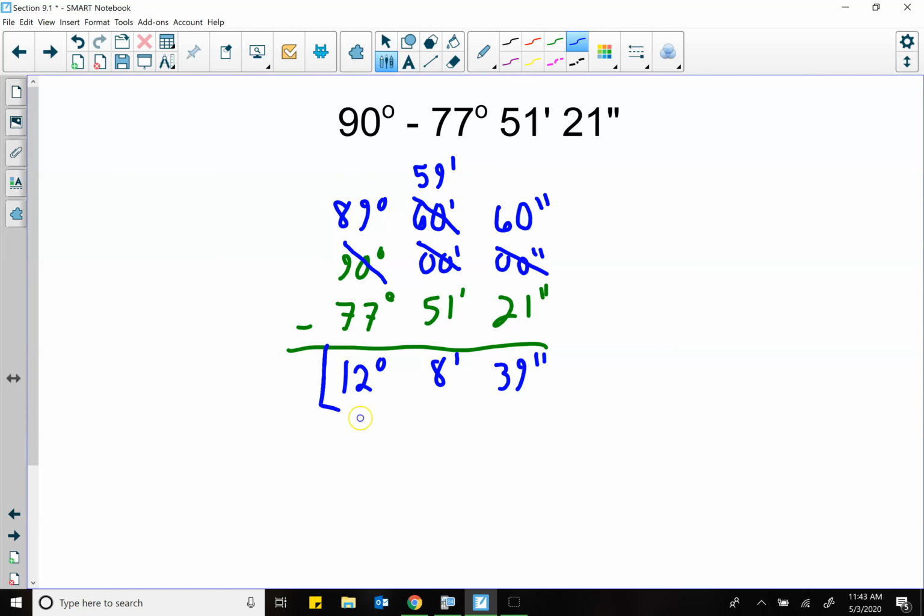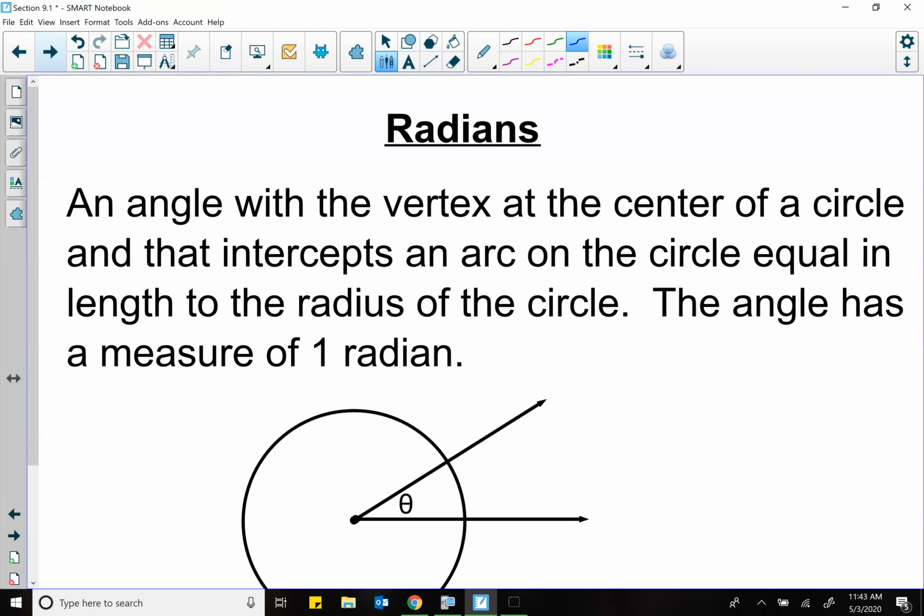Again, you could easily just go to the calculator and do this. I'm not going to do that, but you can if you want. So there we go. There is converting decimal degrees to degrees, minutes, and seconds, converting degrees, minutes, and seconds to decimals, adding, subtracting. You got some cool things that are now at your fingertips. So let's flip the script, and now let's talk about radians.